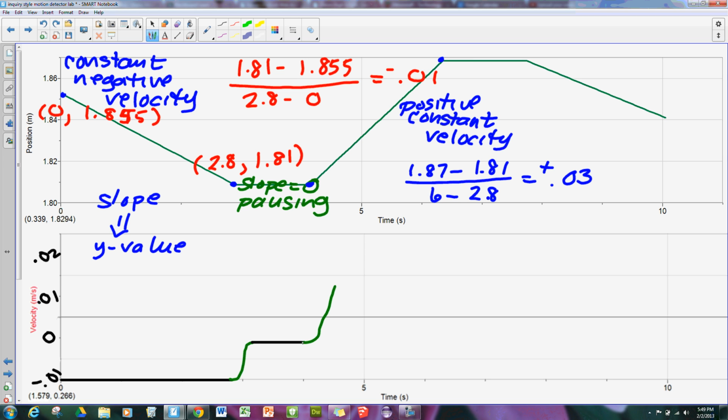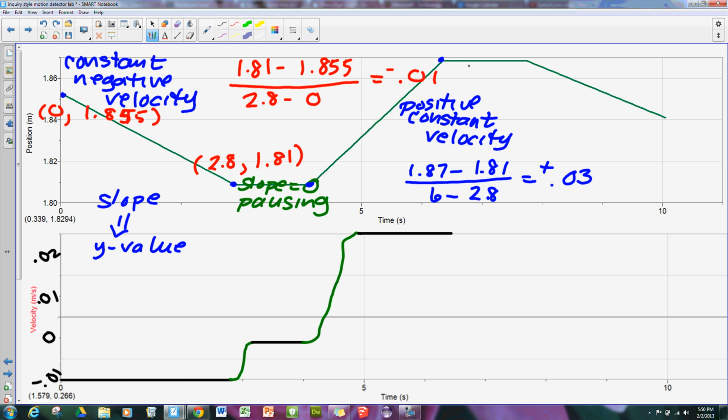And so it's going to have to speed up, because we can't have a vertical line on a velocity time graph, because that would mean infinite acceleration, which we know can't happen unless you're Superman. Up to 0.03, and then across, right about there.